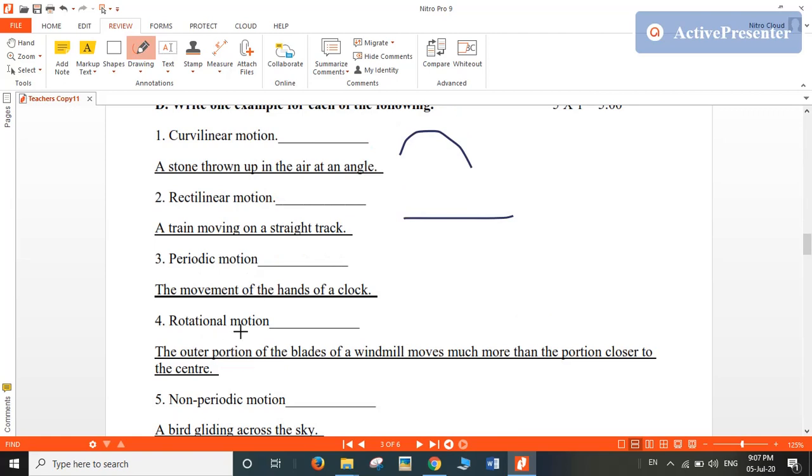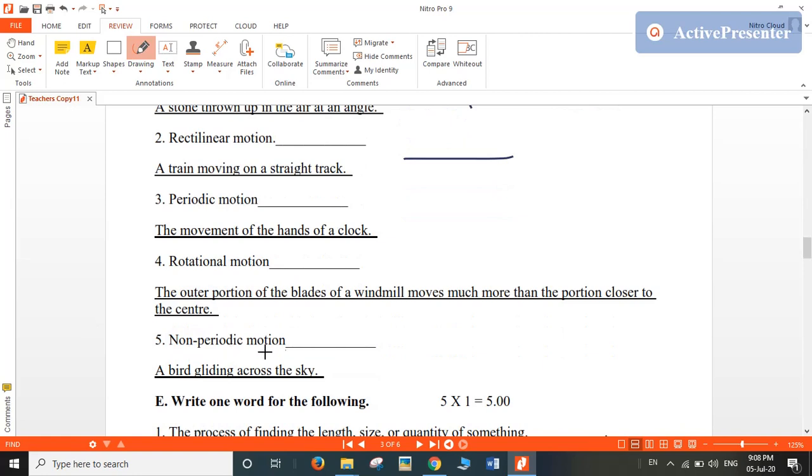Then rotational motion. So an example of rotational motion is the outer portion of the blades of a windmill, which moves much more than the portion closer to the center. तो जो windmill होती है उसकी blades जो होती है it has rotational motion. Or you can say the wheel of a moving bicycle also has rotational motion.